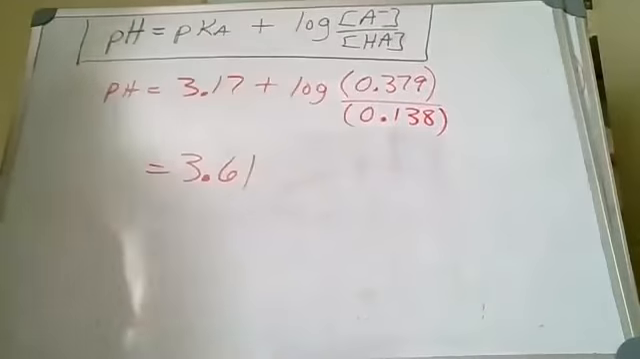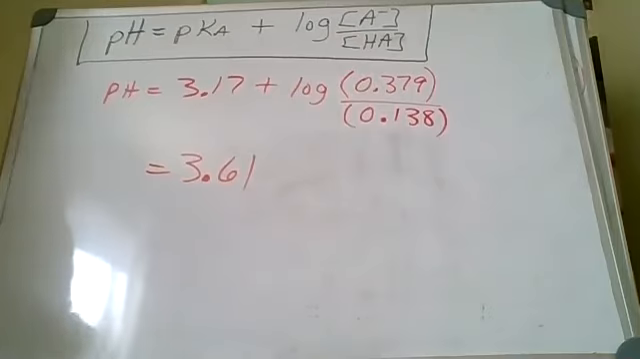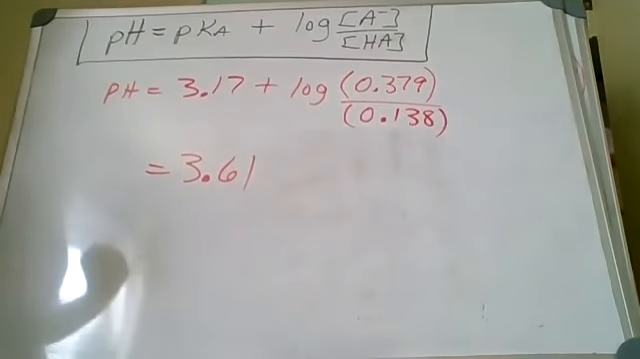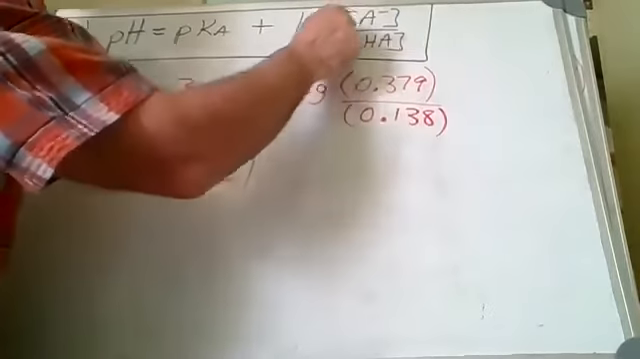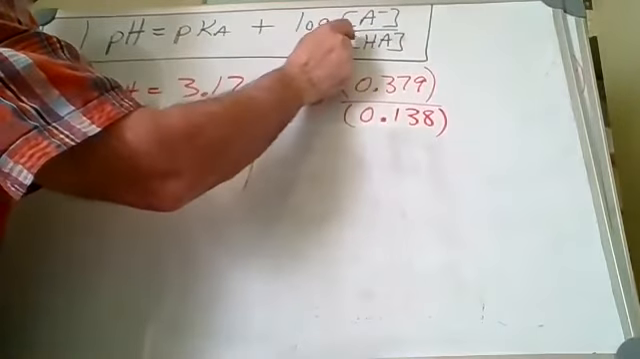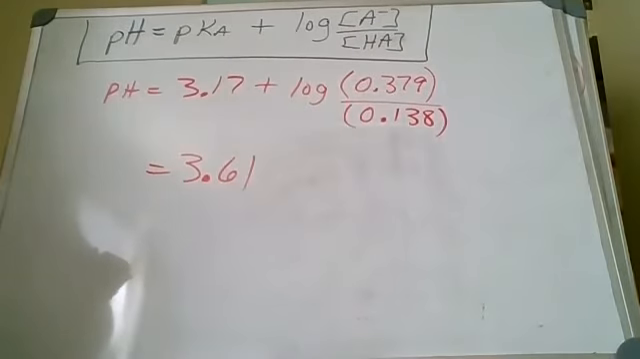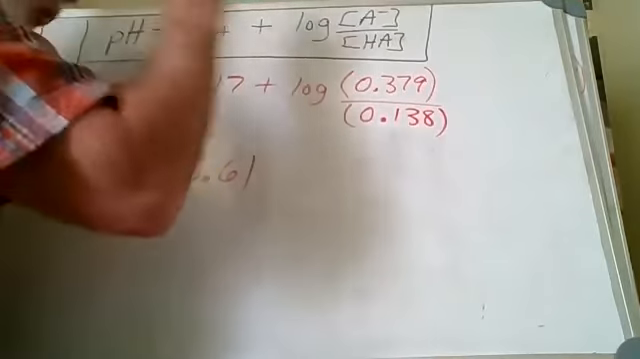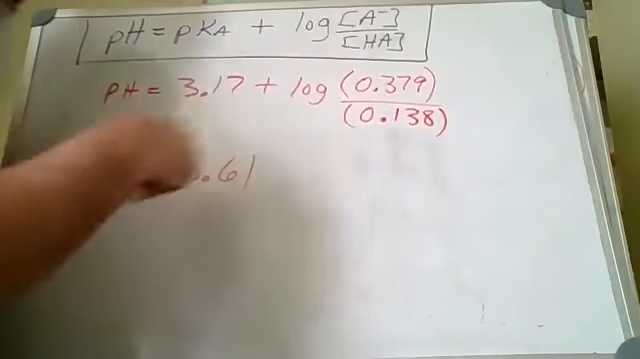Now, let's go back to the Henderson-Hasselbalch equation here, all right? Remember, a buffer is a solution of a weak acid and its conjugate base, or a weak base and its conjugate acid. When does it work the best? It works the best when the concentration of the conjugate base is equal to the concentration of the free acid. I'm going to say that again. A buffer works best when the concentration of the conjugate base and the concentration of the free acid are the same.